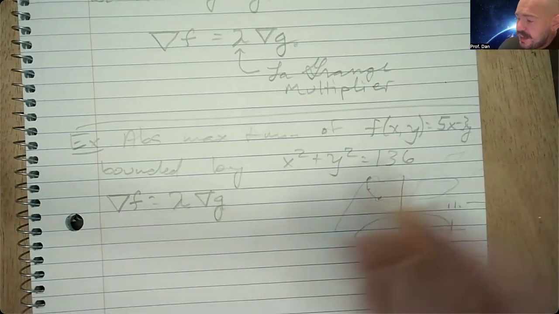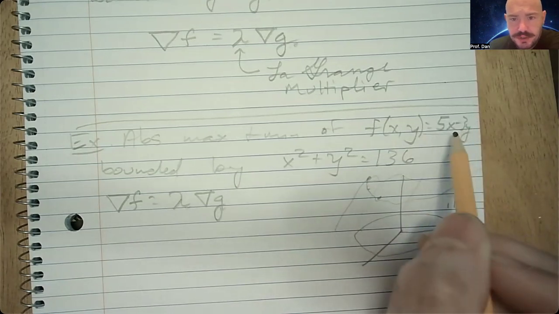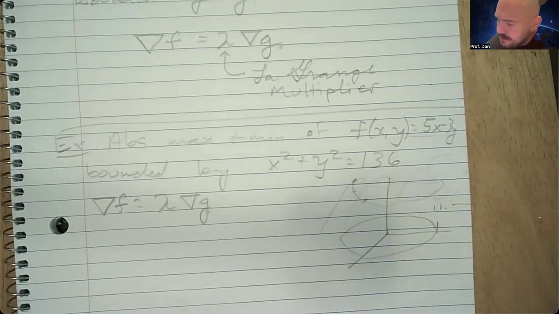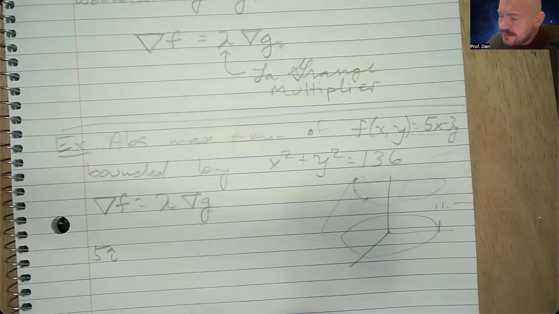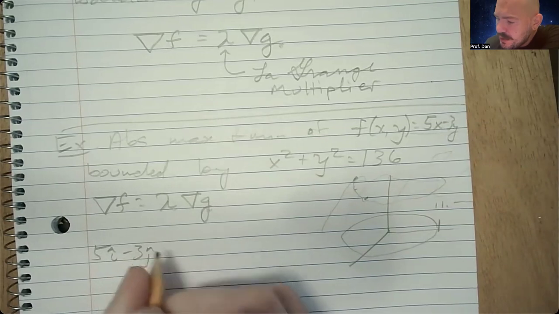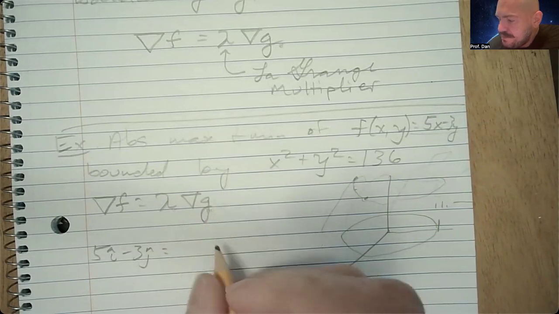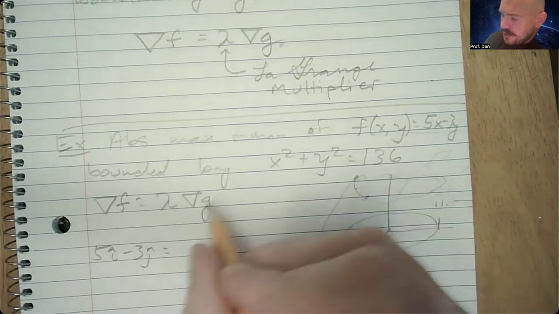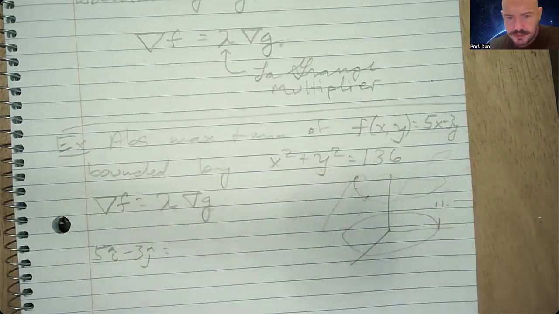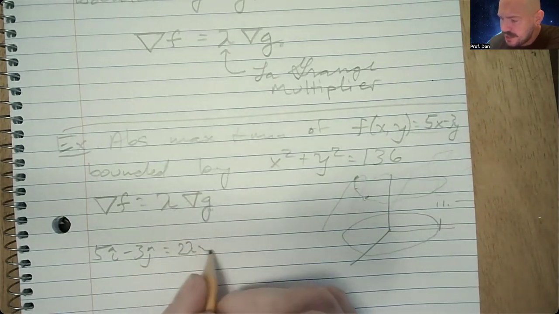Now, that said, gradient of f. Going back to this function whose extrema we're trying to find, the derivative with respect to x, I get 5, so 5i. Derivative with respect to y, I get -3, so minus 3j, equals lambda times the gradient of g. If I take the derivative with respect to x, I get 2x, but I'm multiplying that by lambda, so 2 lambda x.